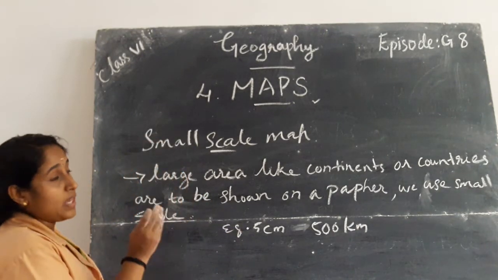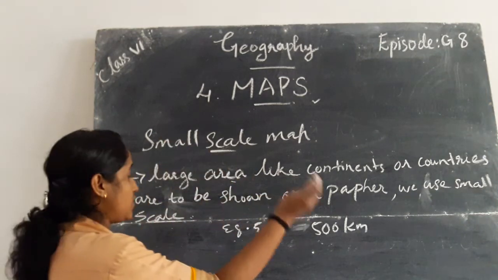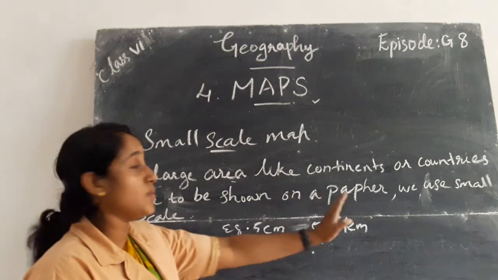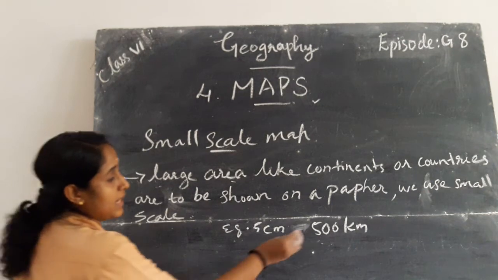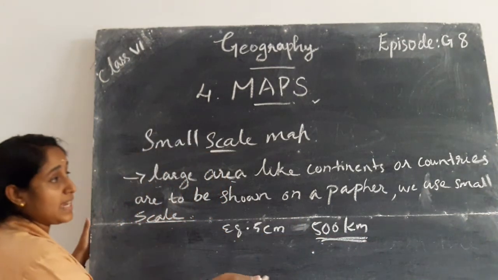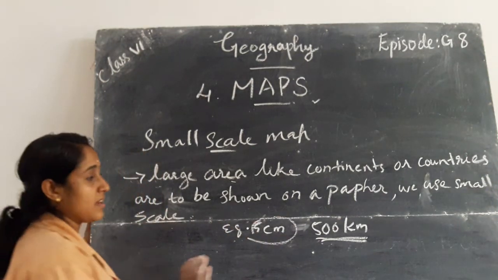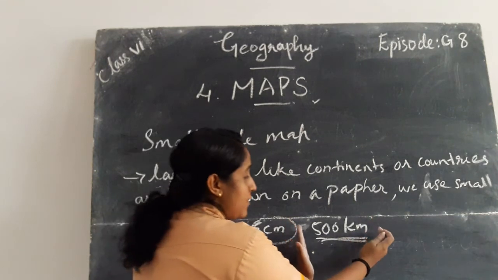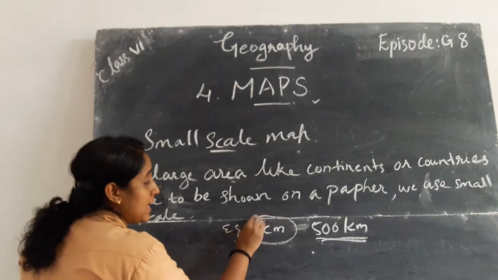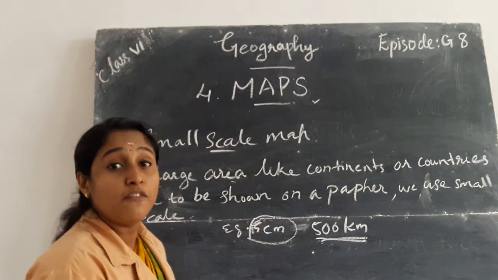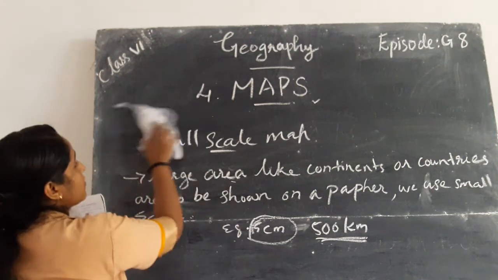We apply it in a large area, like continents or countries shown on paper. We use a small scale in a map because when it is 500 kilometers in reality, on our map it is only 5 centimeters. So the next one is the large scale map.